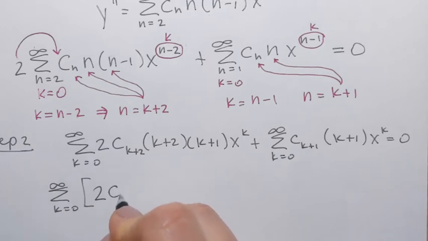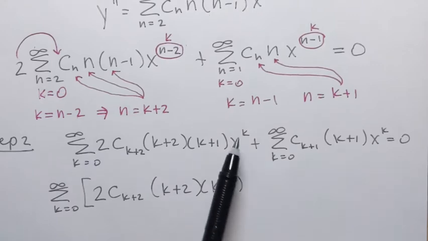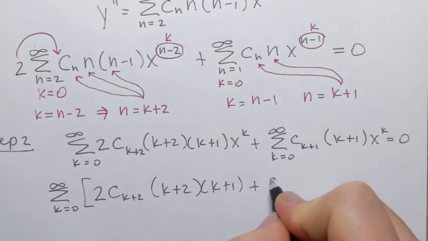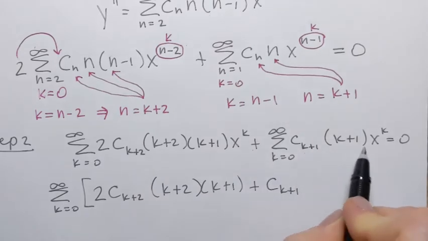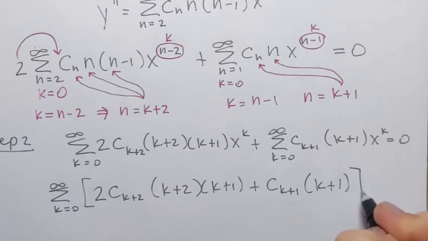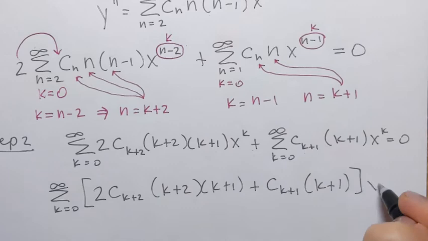So 2 c sub k plus 2 times k plus 2 times k plus 1. Now that will be outside. So I'll continue with plus, and then c sub k plus 1, k plus 1. Now I'm going to close the brackets, and then x to the power k, I factor it out, it's right here, outside, equals 0.